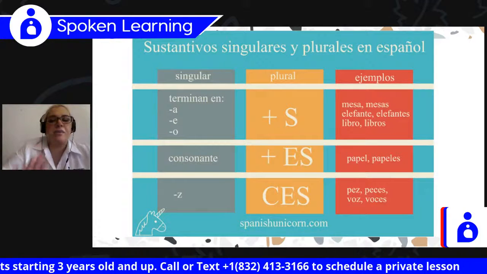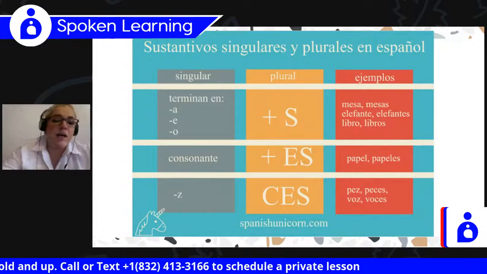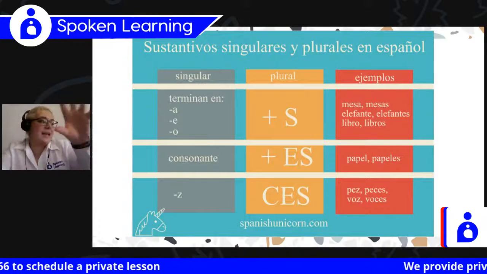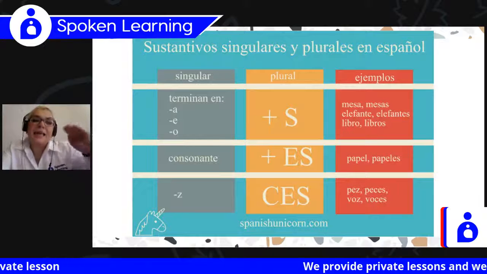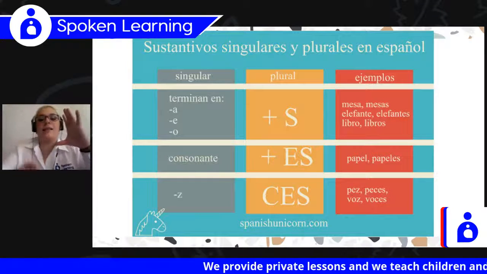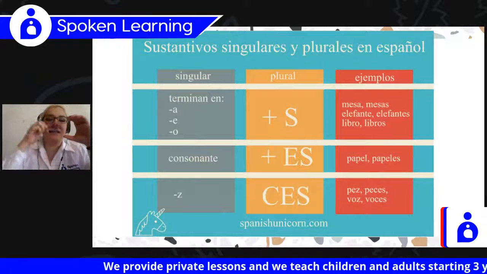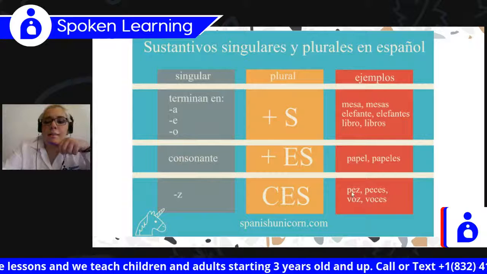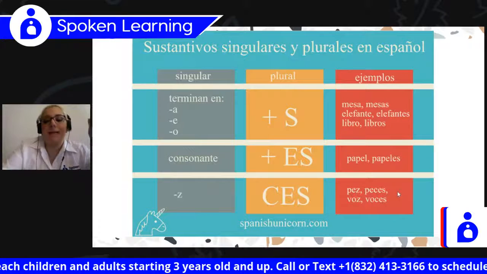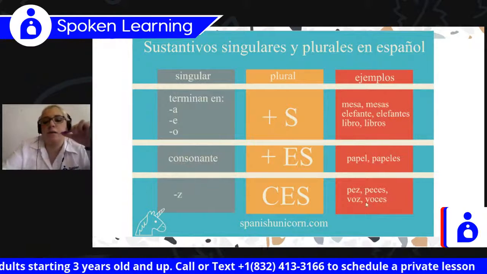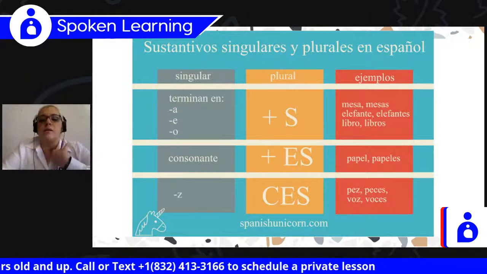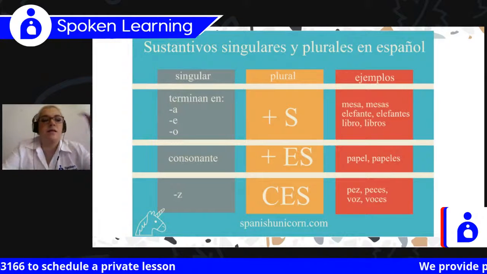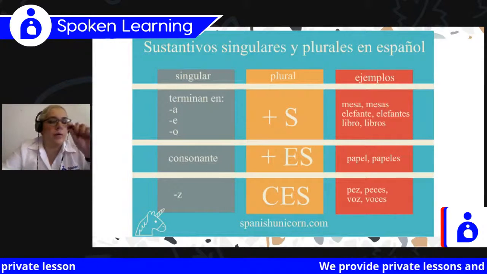Las palabras que terminan con Z are the ones where you're going to take the Z, vas a quitar la Z, y después, and later you're going to add C-E-S, C-E-S. Okay, like this example. Pez, that means fish. Peces, fishes. Okay. Voz, voice. Voces. Okay. Pez, peces. Voz, voces. Okay.